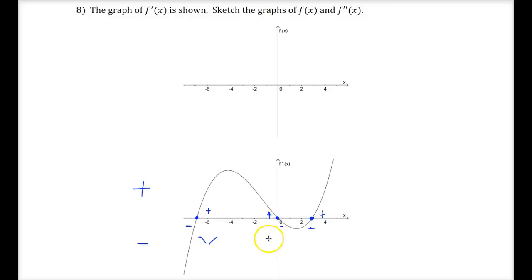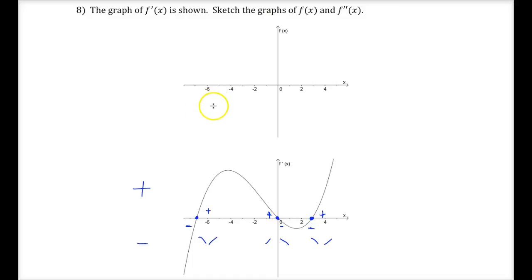And at x equals 0, it goes from increasing to decreasing. So that looks like a local maximum. And then, of course, here at almost 3, again, goes from decreasing to increasing. So that's going to look like a local minimum.